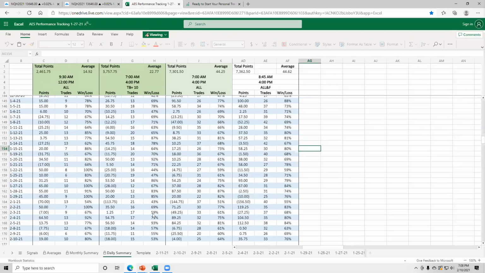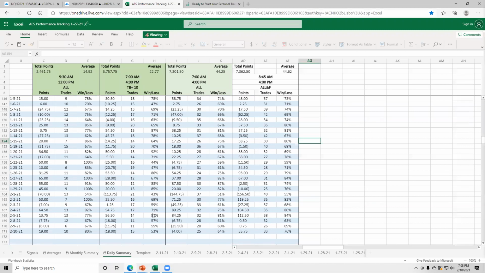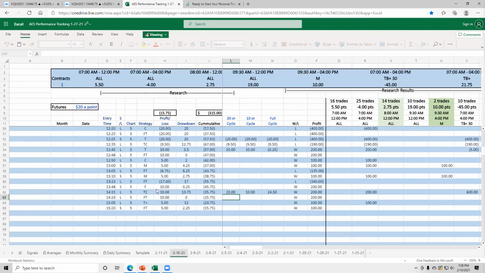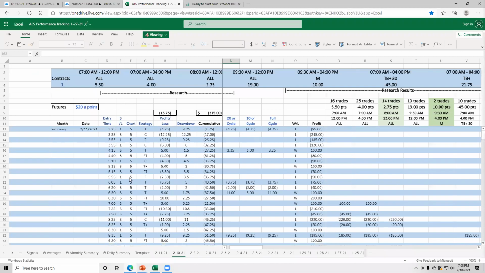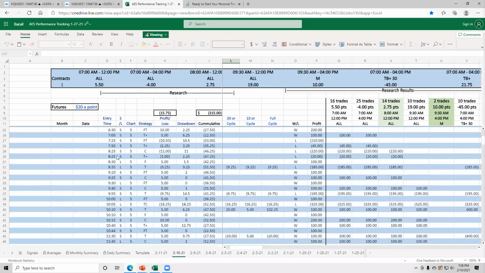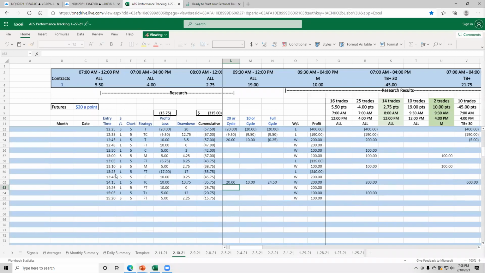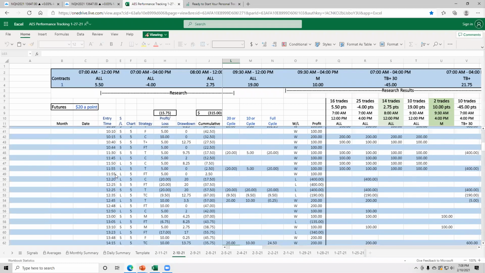On this performance tracking tool, and kudos to Aaron for building this for us, on a daily basis we track the detail of every single trade, all the way from 3 a.m. Eastern till we discontinue trading at the end of the day, which is usually sometime between 3 and 4 o'clock. We track what time the trade came on. We track whether it was a long or short.